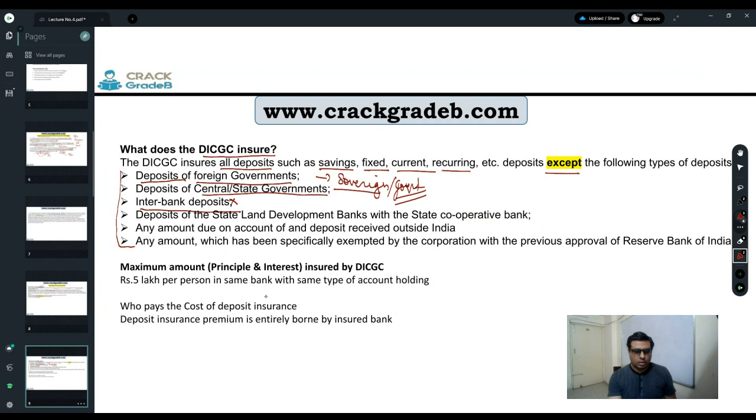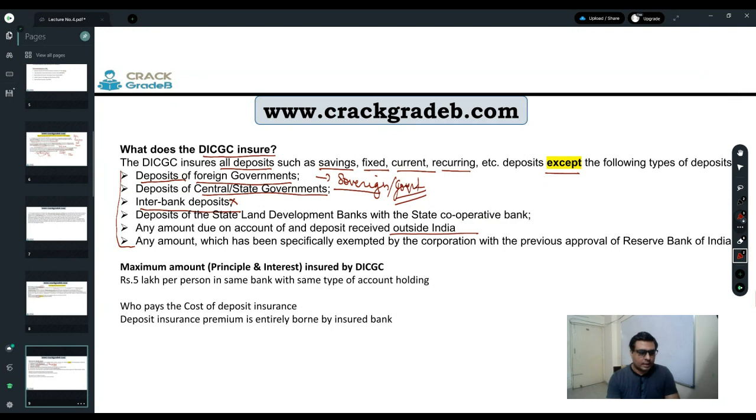Any amount due on deposits outside of India, right? Outside of India means the liability is not in India, the liability is offshore. So it is going to be technically very difficult to identify who is actually liable. That is why it does not come under this purview, right? It does not come under this purview.